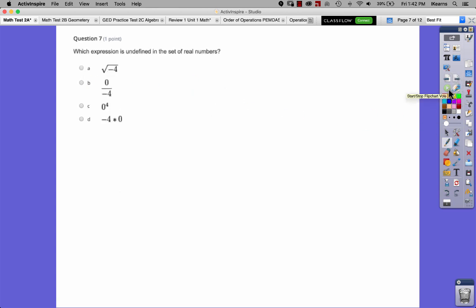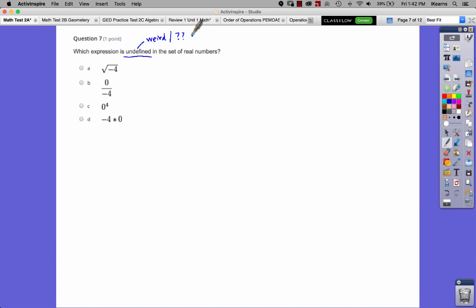Number 7. Which expression is undefined in a set of real numbers? Alright, I'm not going to dive too deep into real versus imaginary versus other different types of numbers. I just want to focus on this idea of undefined. And I'm also going to say, maybe to the ire of math teachers, that by undefined we mean it's weird. It just doesn't make sense.